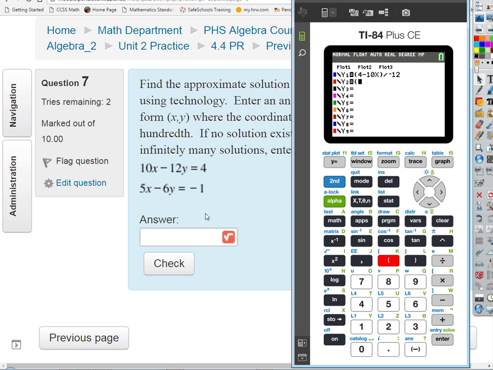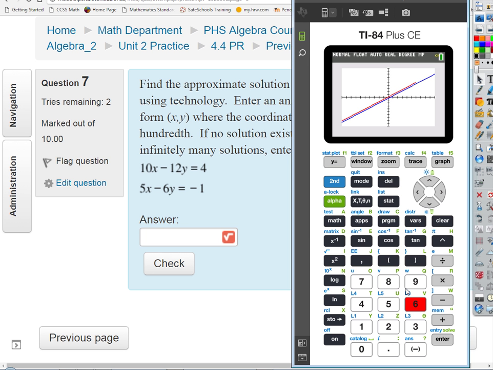So what about the second one? We start with a negative 1 on the right side. Open a set of parentheses and start with a negative 1. We're going to subtract 5x to the right side, close the parentheses, and then divide the whole quantity by negative 6. Okay, so let's try zoom 6.